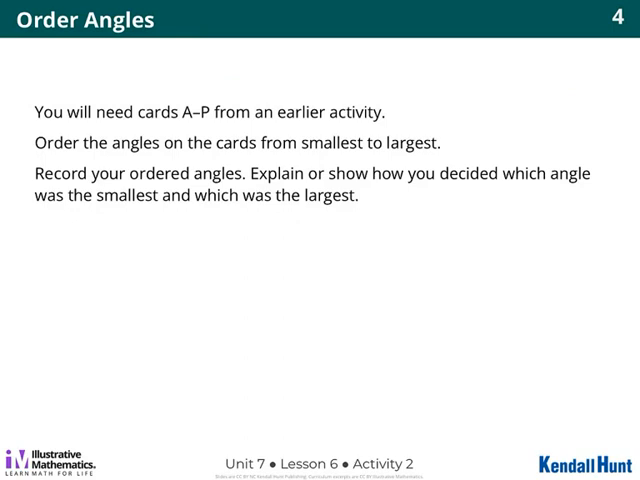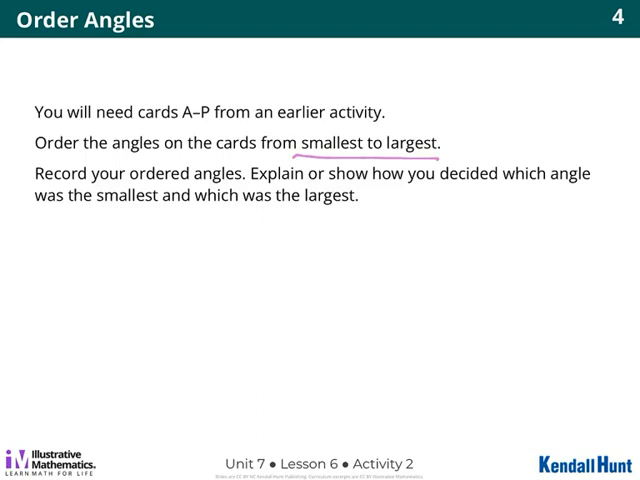Okay, so now we're going to sort again. So you're still using cards A through P, and we're looking at the angles. We are not looking at the letters, okay? You're going to order the cards from smallest to largest, okay? So Jace moved to the floor because he needed more space. You are welcome to do that. Then you're going to record your ordered angles. Explain or show how you decided which angle was the smallest and which was the largest.